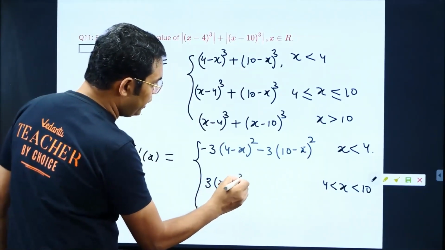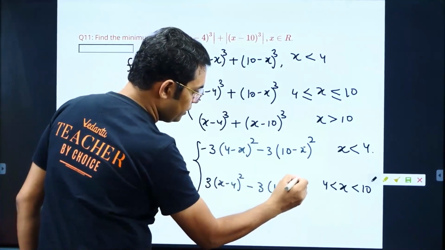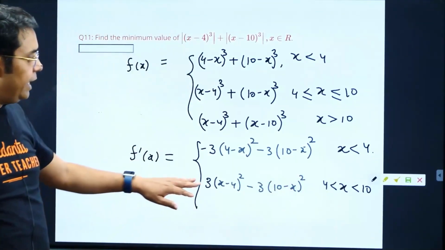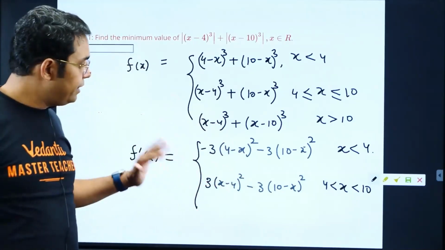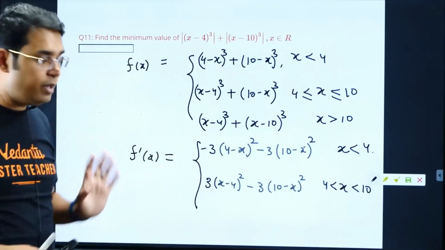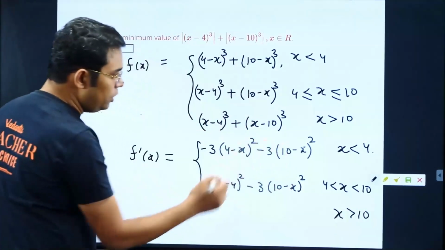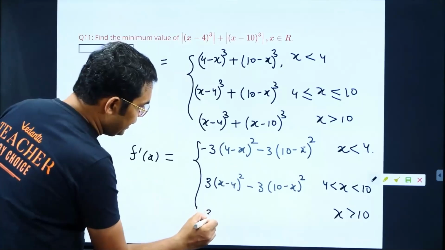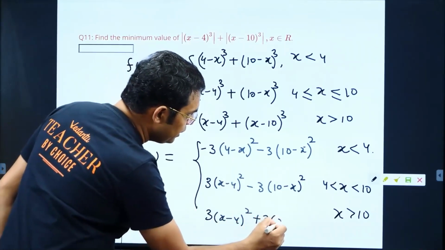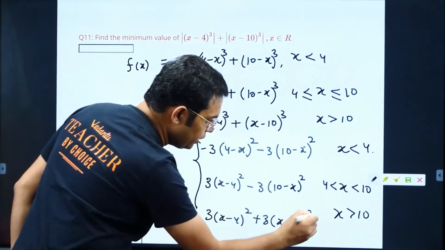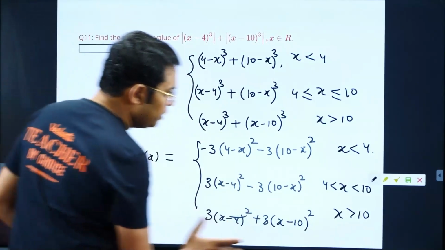Similarly, when x is between 4 and 10, it will be 3 times (x minus 4) whole square and minus 3 times (10 minus x) whole square. Here it seems the derivative can be positive or negative. In fact, this can be equal to 0, and there we can expect a point of minima. Likewise, for x greater than 10, you can check it will be 3 times (x minus 4) whole square plus 3 times (x minus 10) whole square.